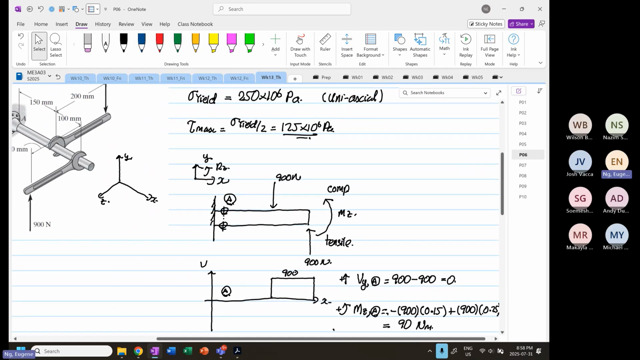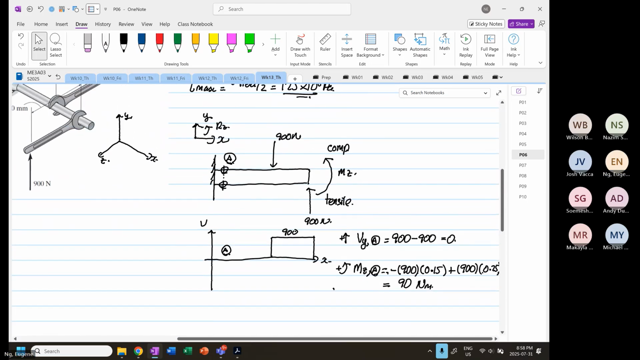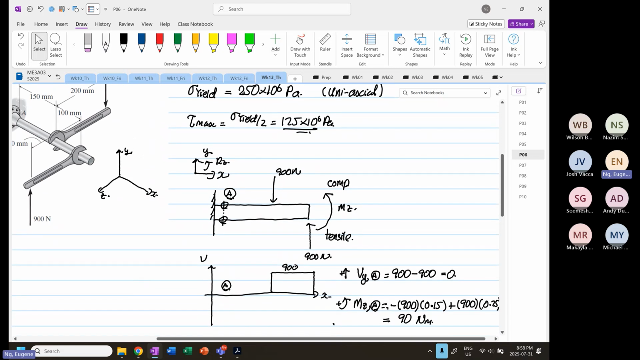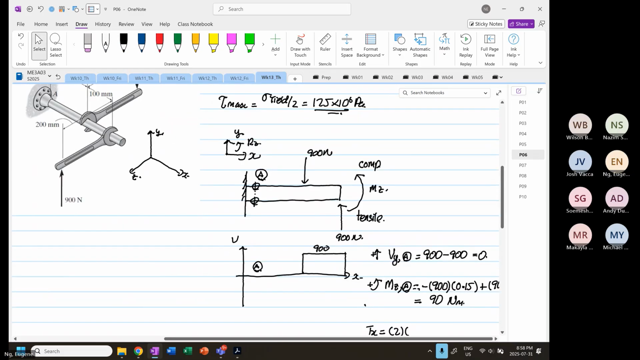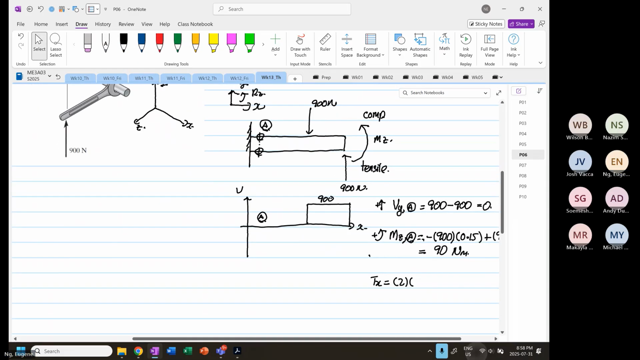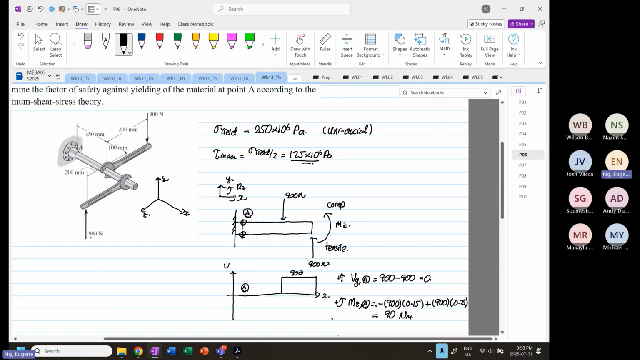Then next, we find the torque. The force is 900, and you have two forces in the same direction. So the torque about the x-axis is equal to twice 900 multiplied by 0.2. Why twice? You have 900 over here, you have 900 over here, and you have your radius over here.